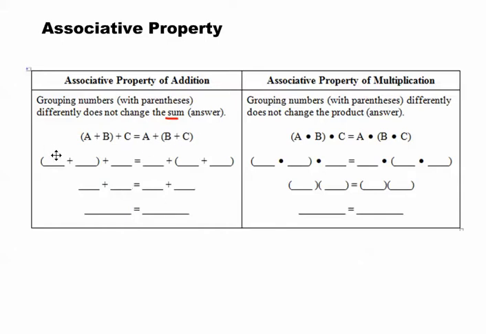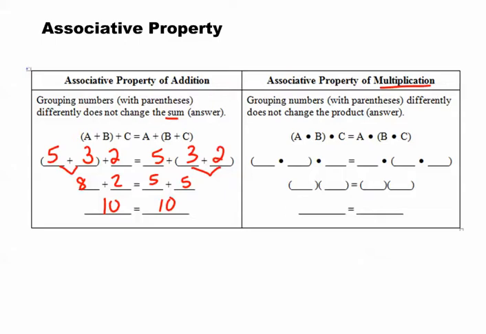So let's put some numbers in here. Let's say 5, 3, 2, 5, 3, 2. All right, so remember the grouping symbols tell me that's what I'm going to do first. So in this case, I would do this first, which would give me 8 plus 2. But over here, I would do this first, which would give me 5 plus 5. Again, the answer does not change. So if I change where my grouping symbols are, it's not going to affect my answer.